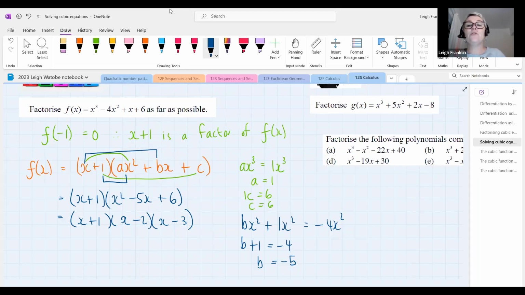Okay, so let's give you guys one to try. You want me to do one using synthetic division? Yes, please, ma'am. All right, that's fine. What I'll do is I'll get an example and I'll do synthetic division with you.